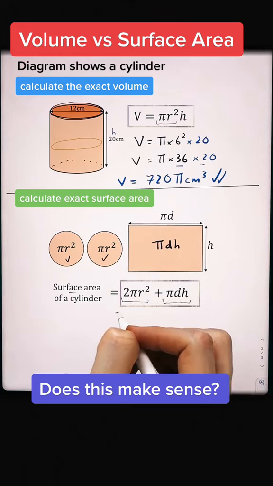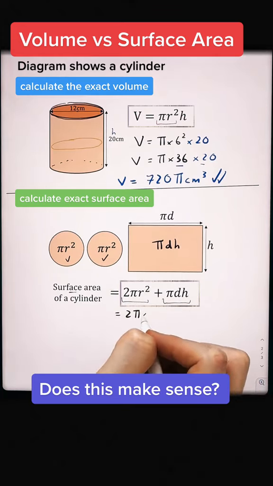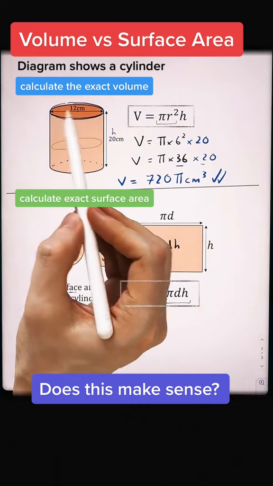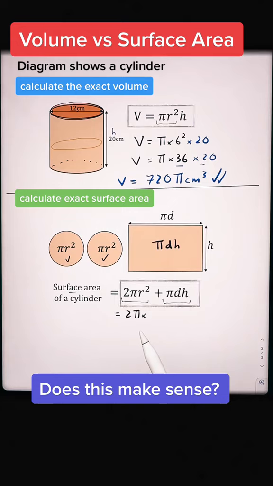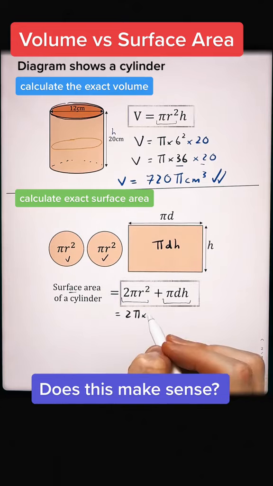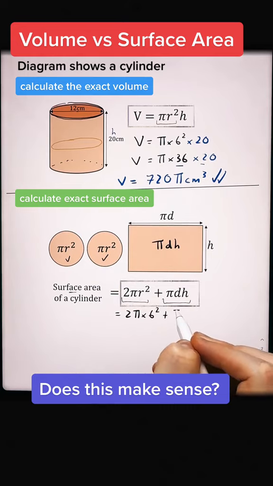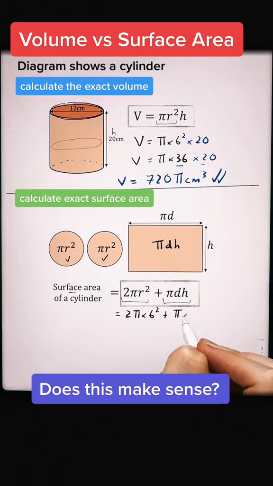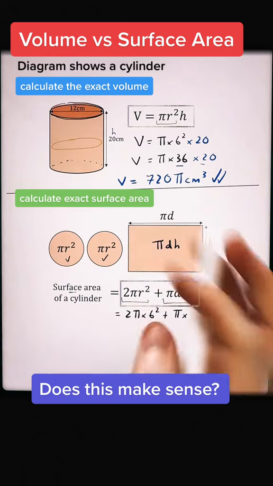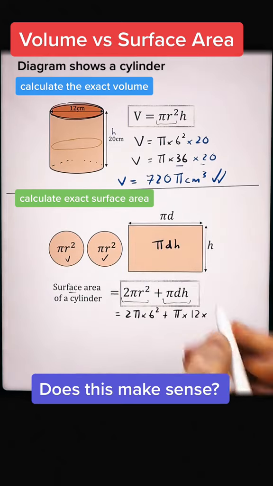Well, here I'm going to have 2 pi multiplied by my radius squared. Again, as my diameter is 12, my radius is half, so half of 12 is 6. So my radius is 6, so it's going to be 2 pi multiplied by 6 squared. And it's going to be plus pi dh, so pi multiplied by d. My diameter of my can is 12, multiplied by the height of my can, which in this case is 20.